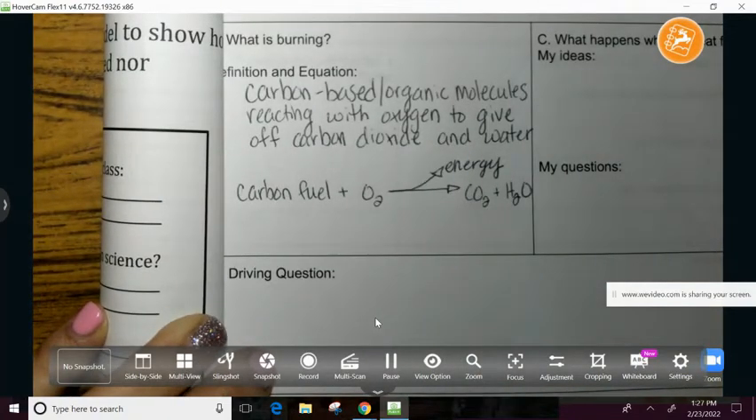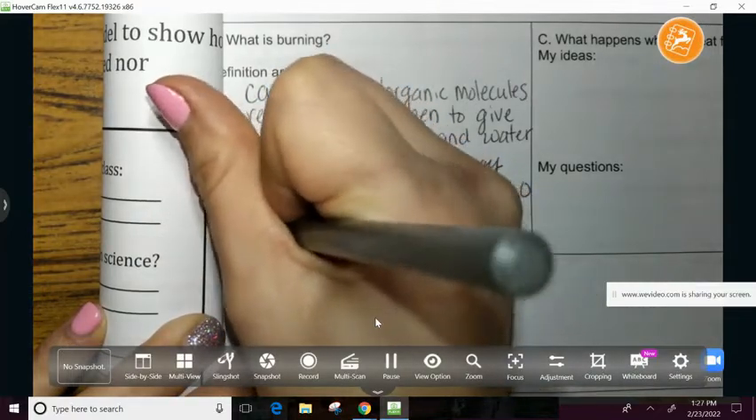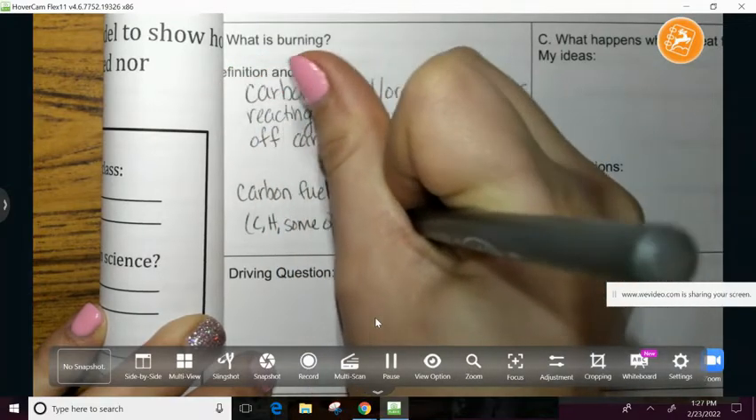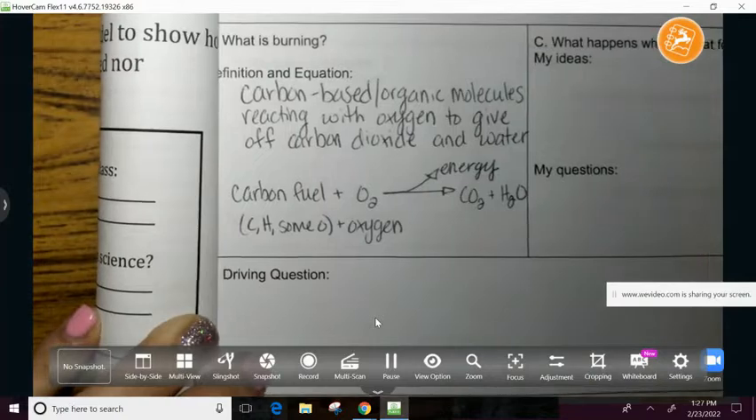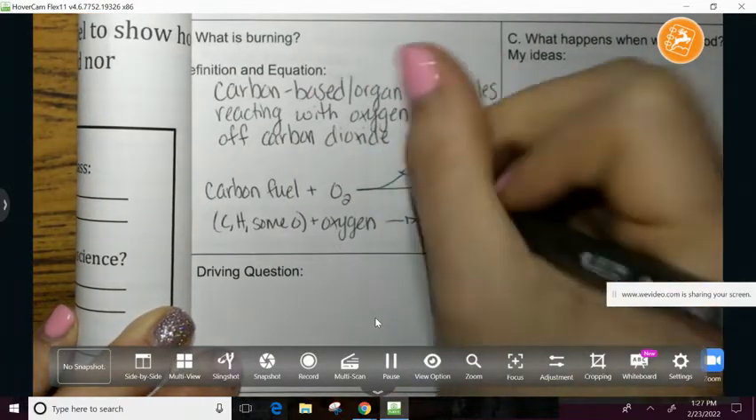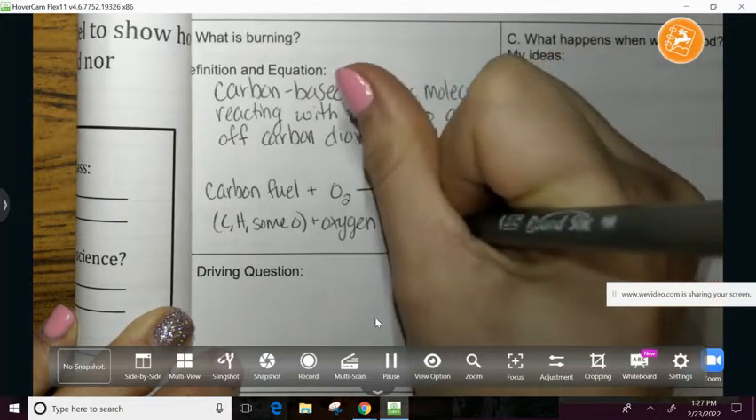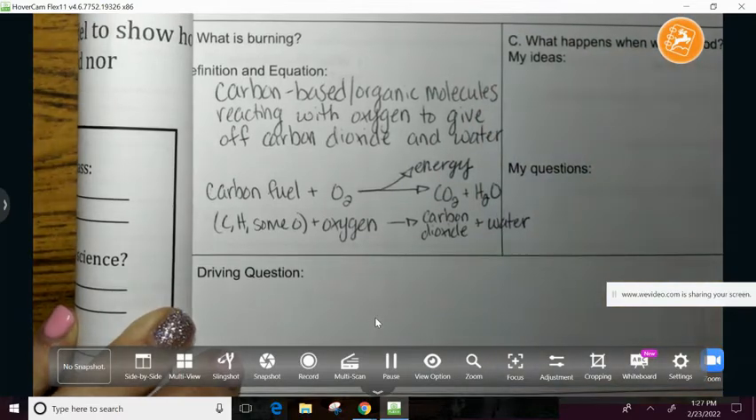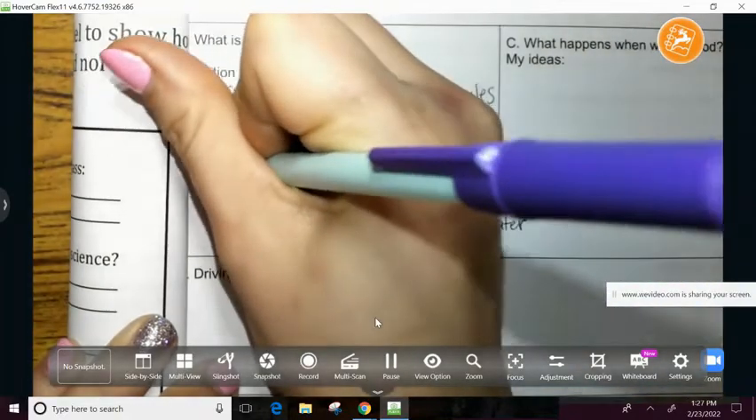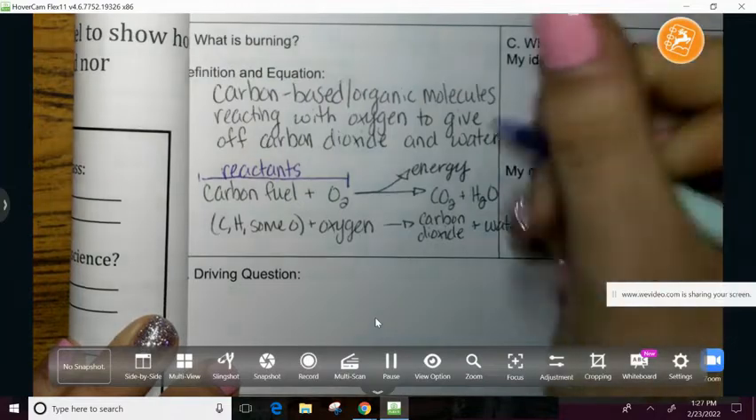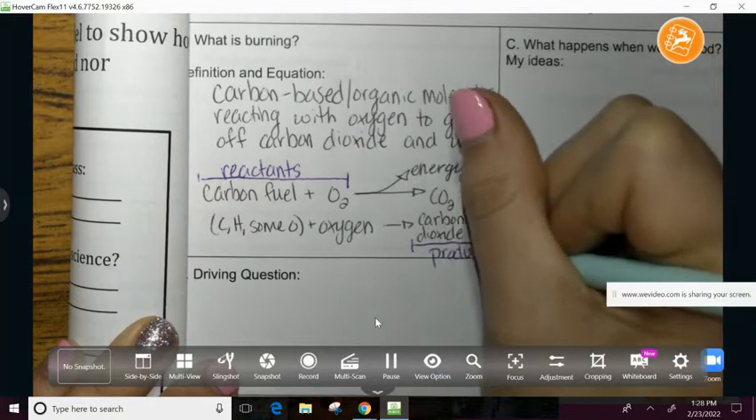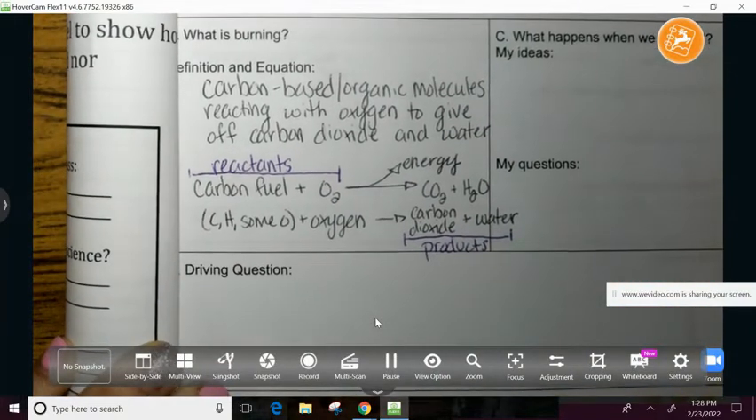So if we need a reminder on what all these mean, it's just carbon, hydrogen, some oxygen, plus oxygen like the gas in the air, gives off carbon dioxide and water. I want you to remember that these are the reactants, or the starting stuff. And then this sign over here after the arrow is the products. We'll be using those words a lot, so make sure that we know what they mean.